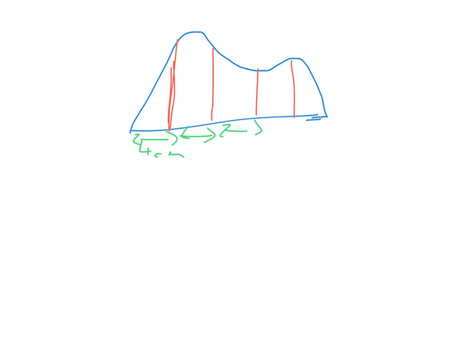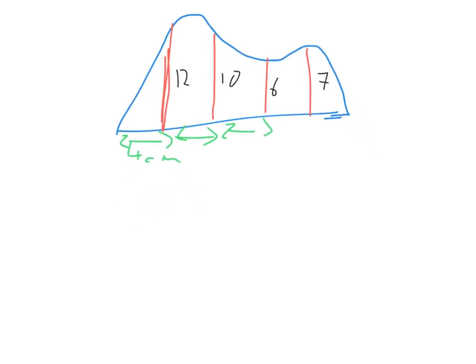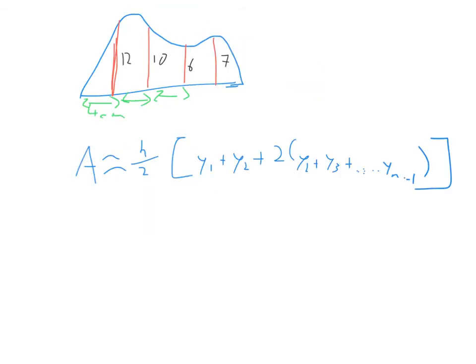Now they may also say in this question that the first height here is 12 centimeters, the second height is 10, the next one is 6, and the next one is 7. Again, it's the trapezoidal rule because it's an irregular shape object like this. So it's going to use the same formula. So again, the area is approximately equal to the distance between each line divided by 2. All multiplied by the height of the first line plus the height of the last line.